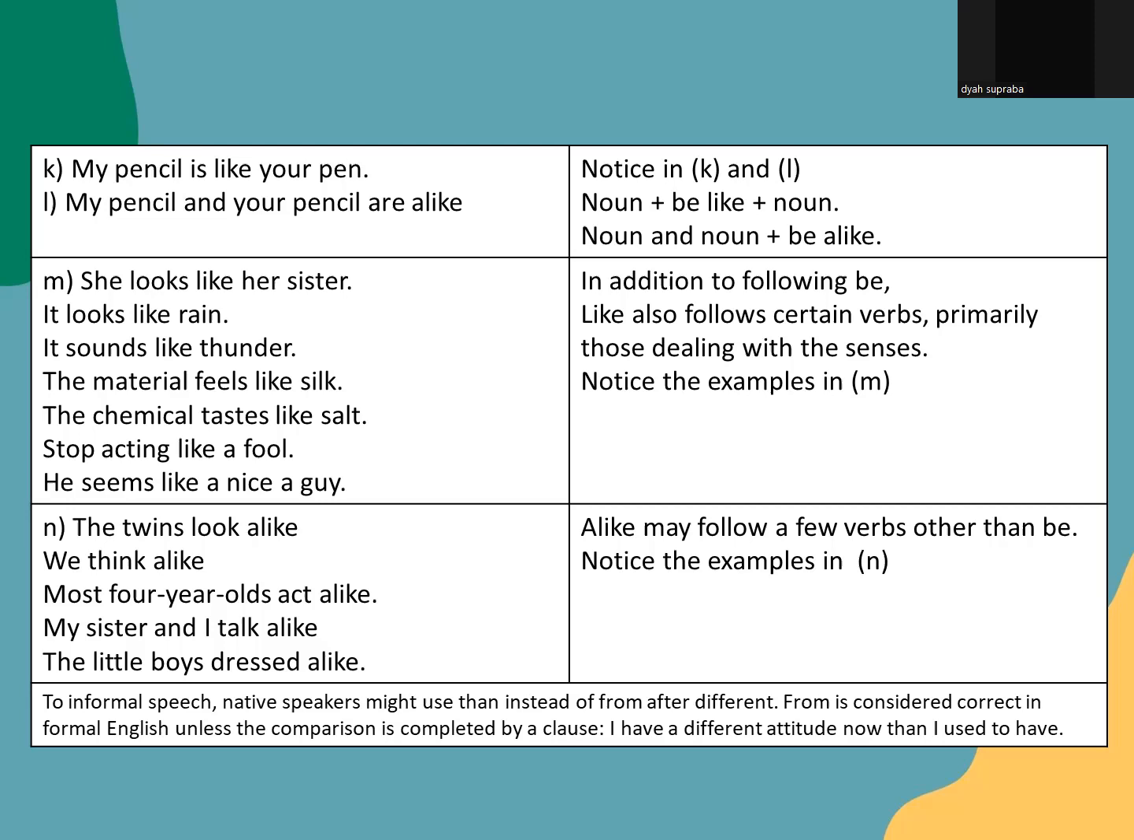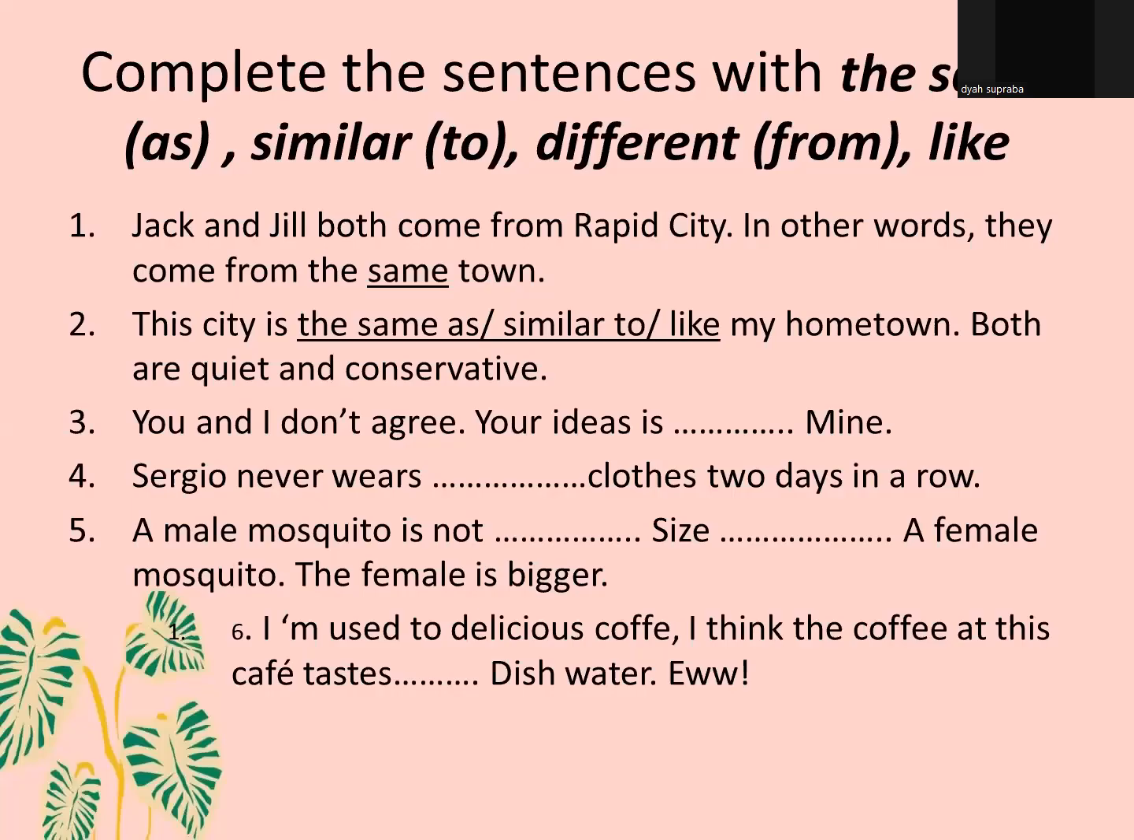Okay, now example N. The twins look alike. Alike might follow a few verbs other than be. The twins look alike. We think alike. We think similarly. Most 4-year-olds act alike. Most 4-year-olds behave similarly. My sister and I talk alike. My sister and I speak similarly.